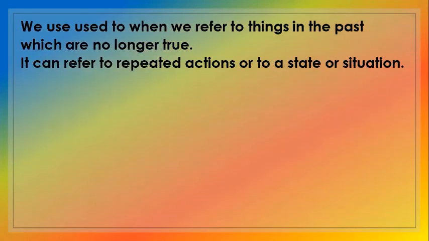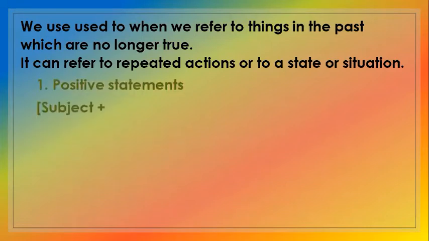Okay, guys, now let's see used to. We use used to when we refer to things that happened in the past and they are no longer true. So they are old habits, old things that happened in the past and now they don't exist anymore. It can refer to repeated actions or to a state or situation. So here we have a habit in the past and it is no longer true, we use used to.